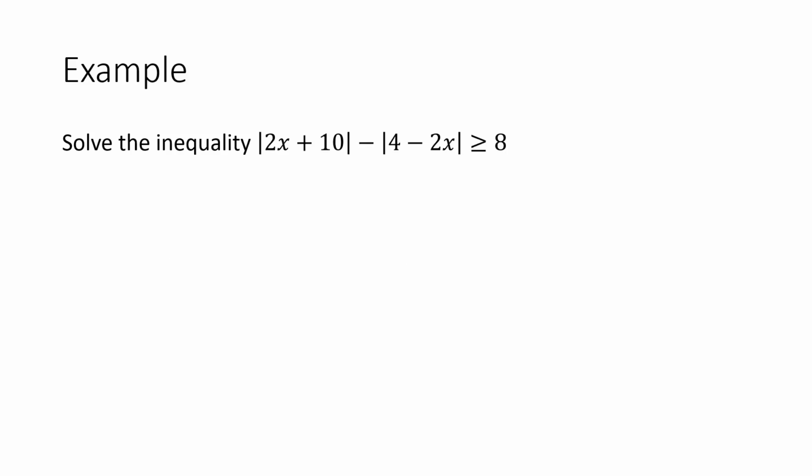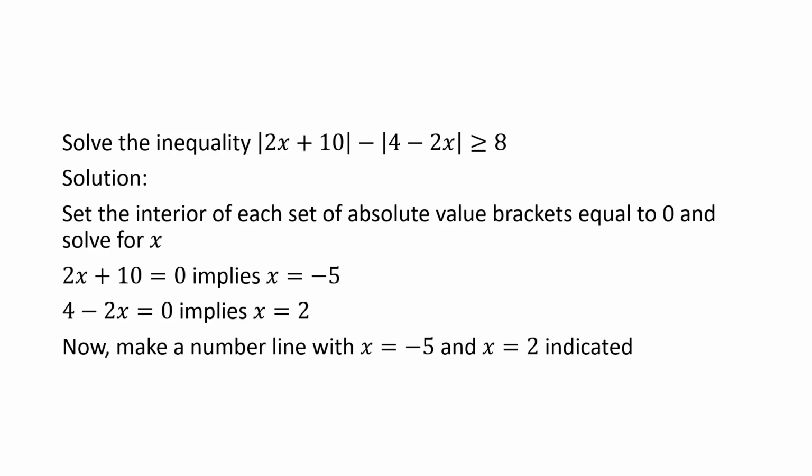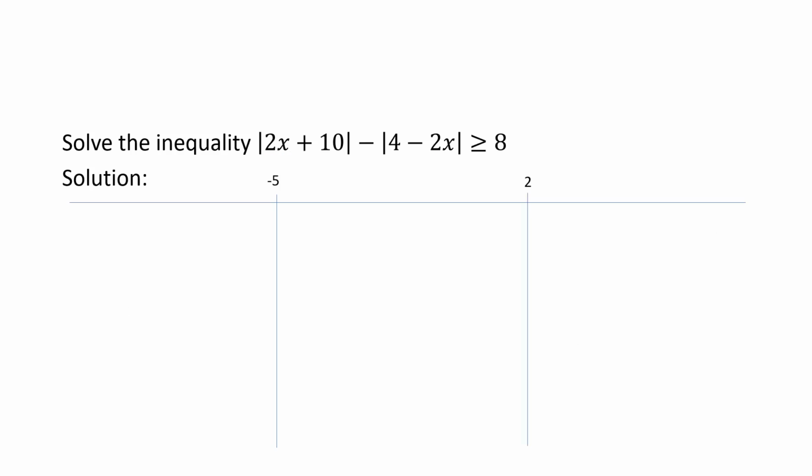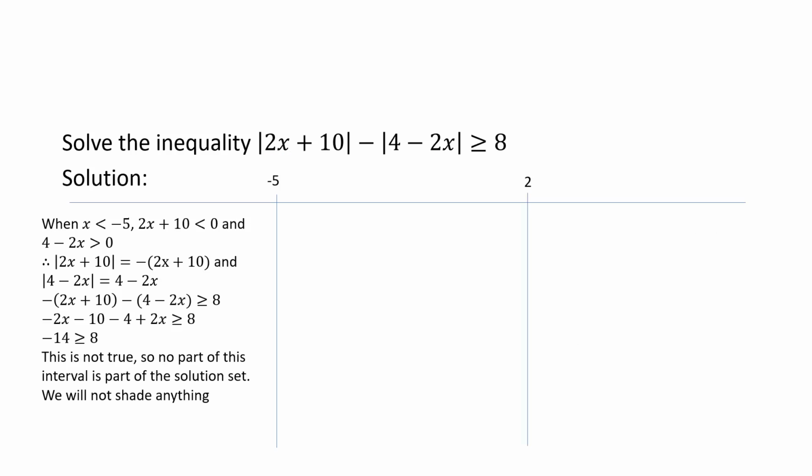Okay, how about let's try this inequality. This time we've got two different absolute value quantities. This might get interesting. Well, we're going to set the interior of each of the absolute value brackets to 0, and we're going to solve for x. When 2x plus 10 equals 0, we get x is equal to negative 5. And when 4 minus 2x is 0, we get x is equal to 2. So we're going to build a number line with x equal negative 5 and x equal 2.